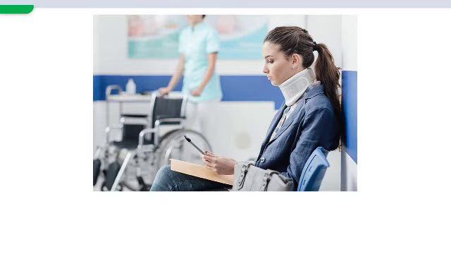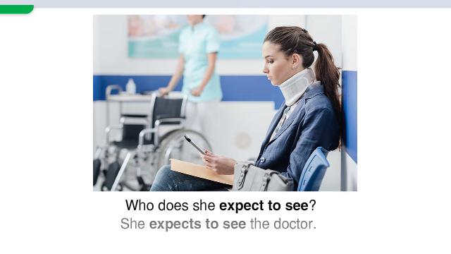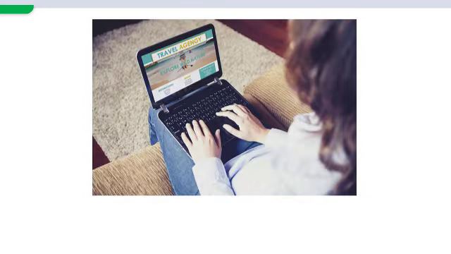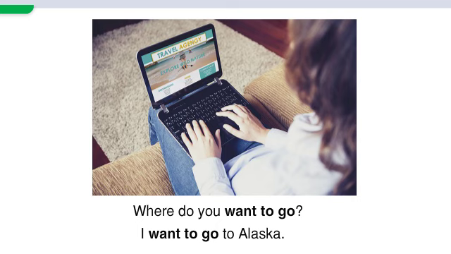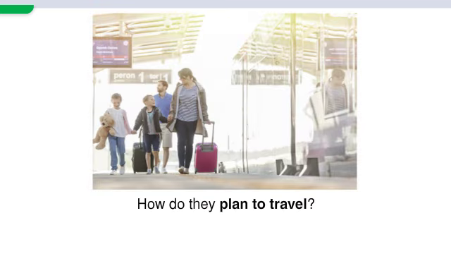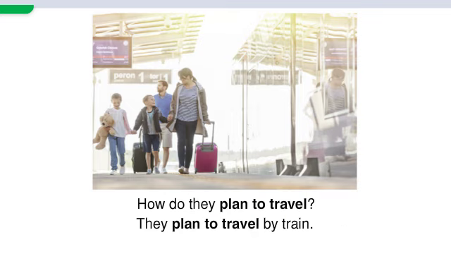Check your understanding. Look at the picture and read the question. Then complete the answer. Who does she expect to see? She expects to see the doctor. Where do you want to go? I want to go to Alaska. How do they plan to travel? They plan to travel by train.